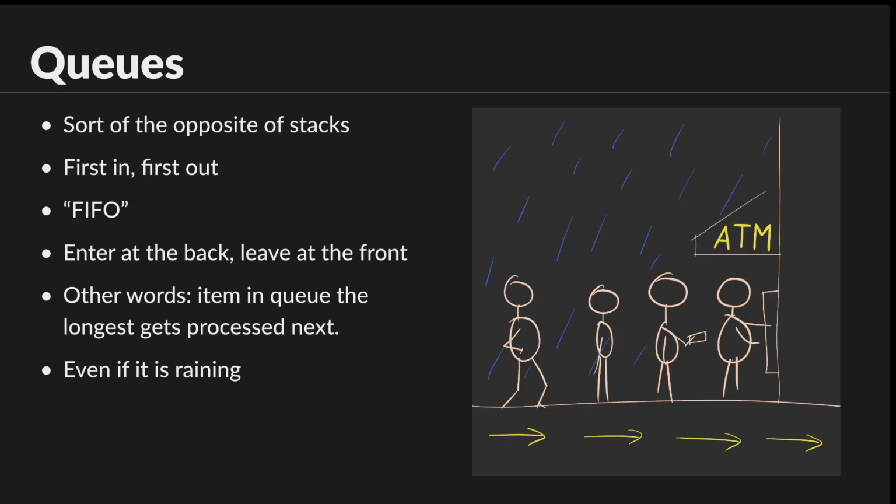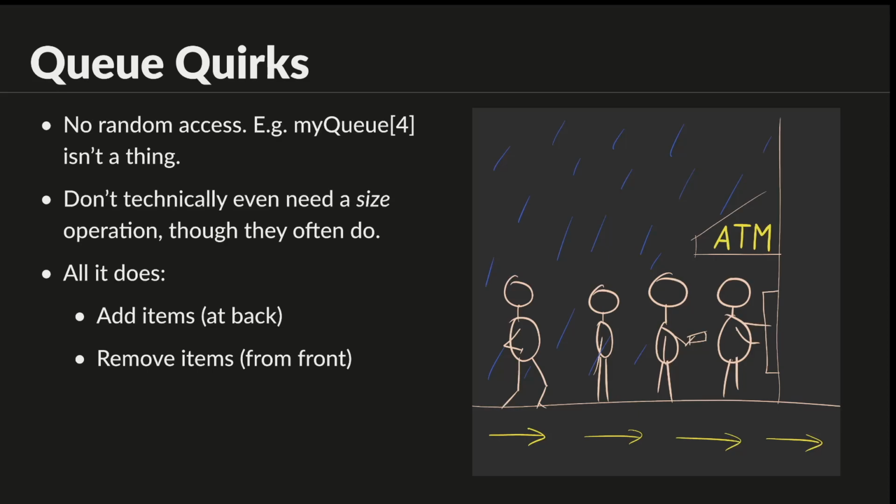Queues are in some sense the opposite of a stack. Queues are first in, first out. Imagine we're all English and we're forming queues when we're waiting around for something. The first person in line is the first person to leave the line, and that's fair, right? So remember this phrase, FIFO, first in, first out, and you're going to see that everywhere.